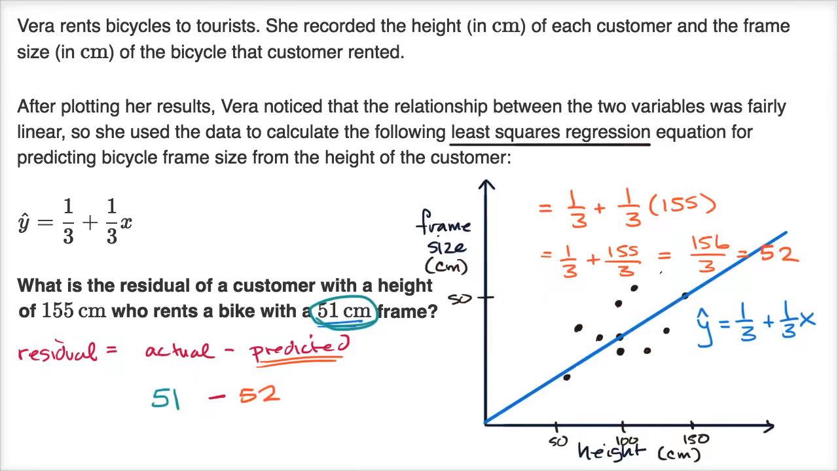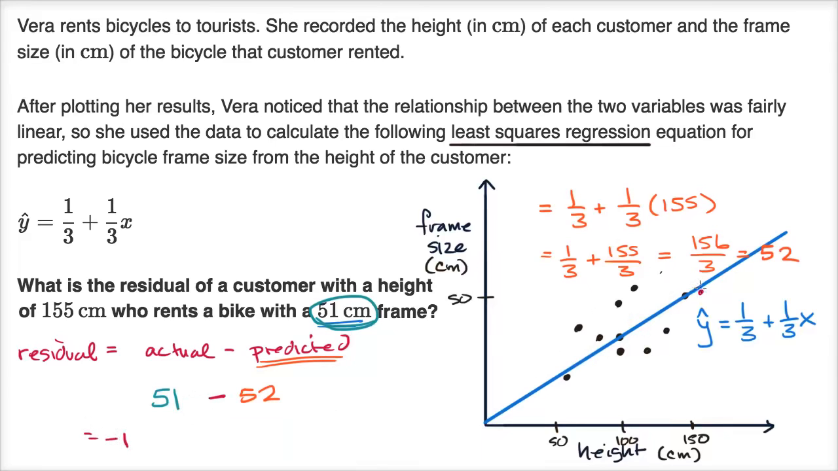And so this person is 155. We can plot them right over here. They're coming in slightly below the line. And that distance, and we can see that they are below the line, so the residual is going to be negative. So this is going to be -1.